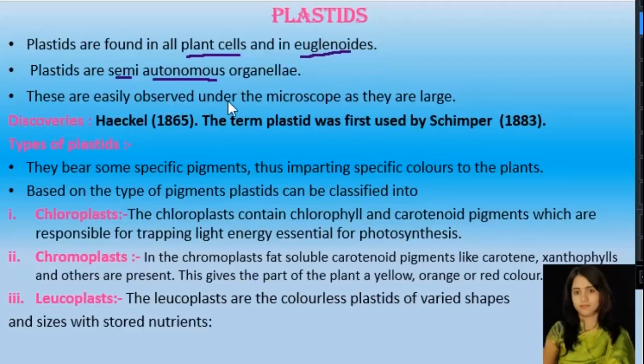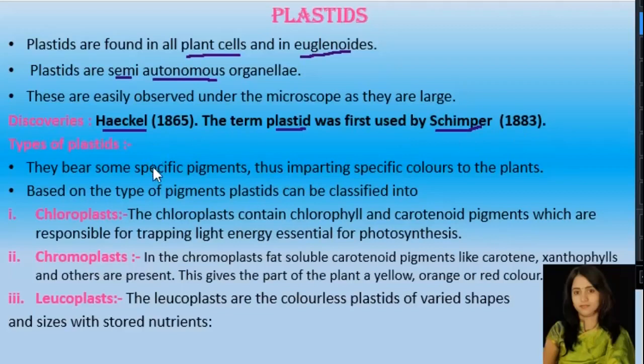And these plastids we can easily observe under the microscope because they are large in size as compared to other cell organelles. Plastids, for the first time, were observed by a scientist called Haeckel, and the term plastid was used by another scientist, Schimper, in the year 1883.